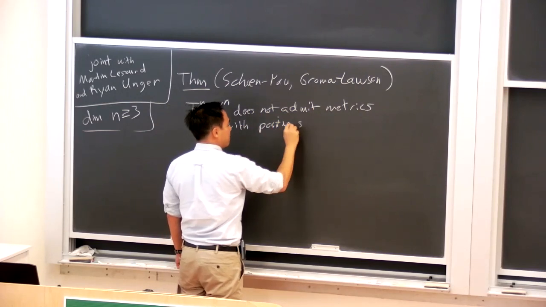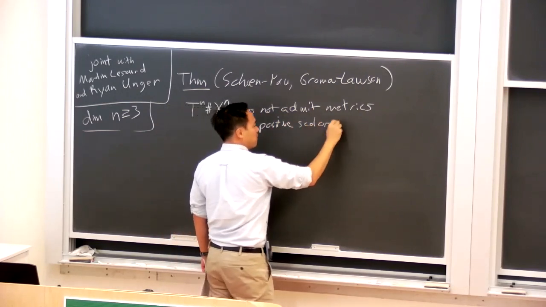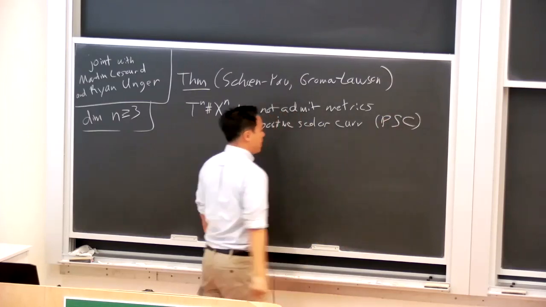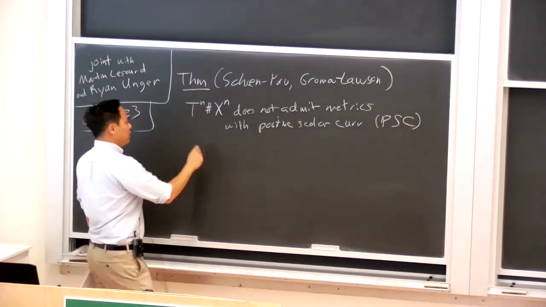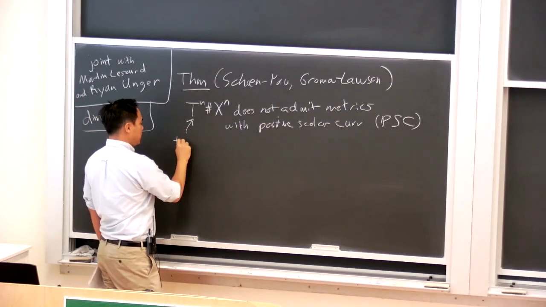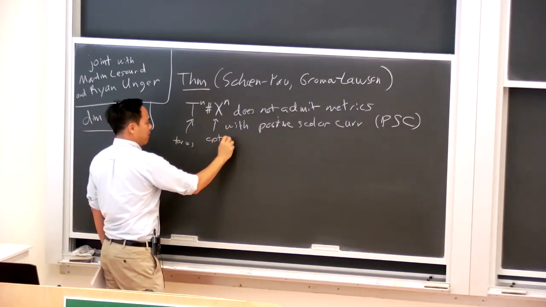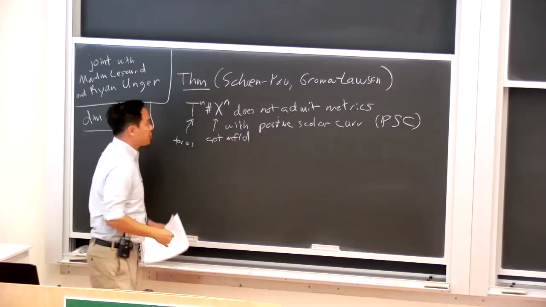Positive scalar curvature, or I guess maybe I'll just say PSC, so I don't have to keep writing it out. So of course this is the torus. This is a compact manifold.